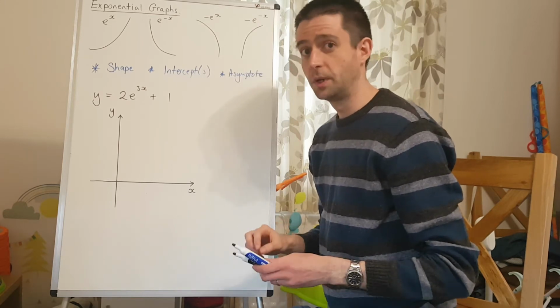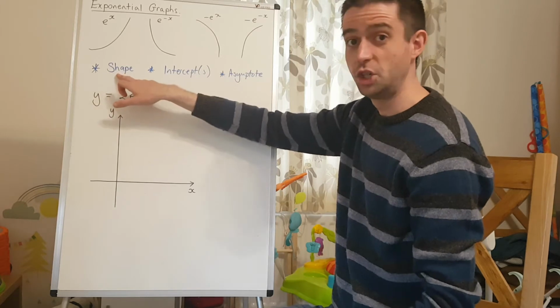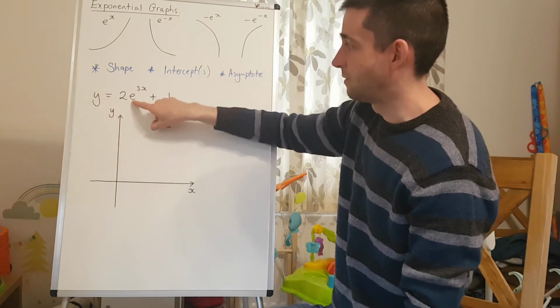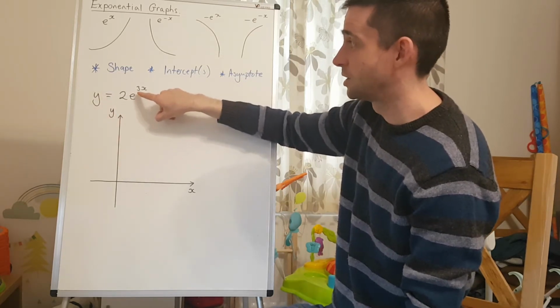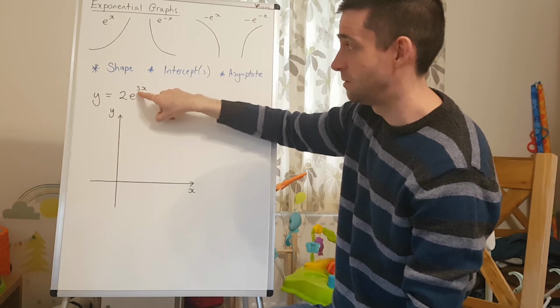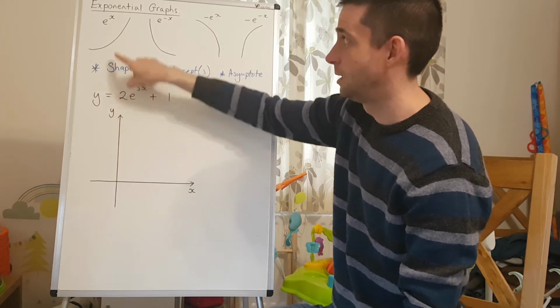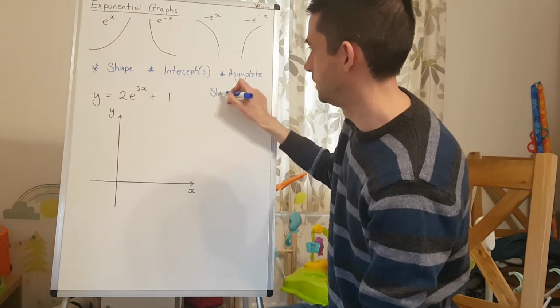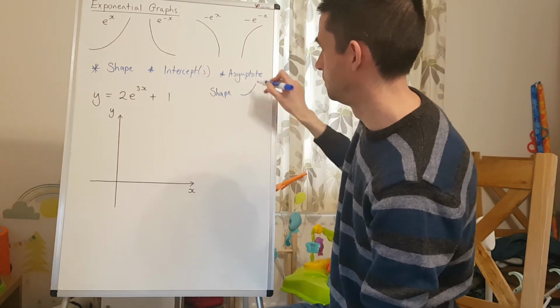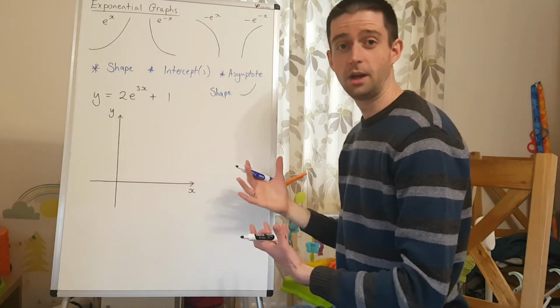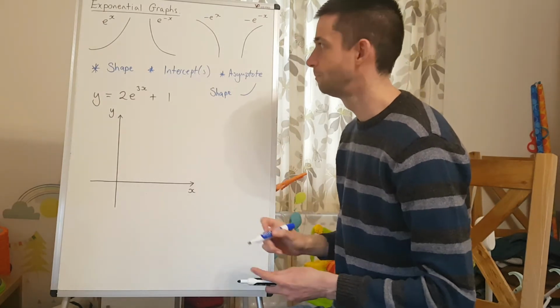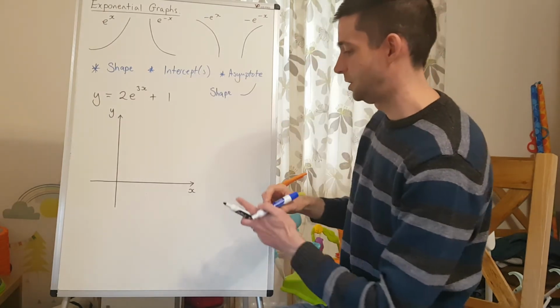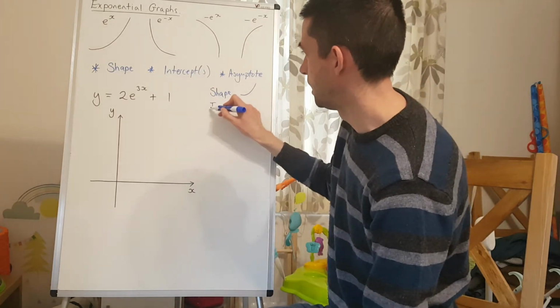So the first thing that we're going to do is think about what the shape of it is. Now we have e, we have power 3x. The most important thing is that it's positive, and it's positive here, therefore it's going to look like this. So the shape of this graph is going to be the standard e to the x shape. We're expecting our curve ultimately to look something like that. The next thing we're going to do is look at the intercept.